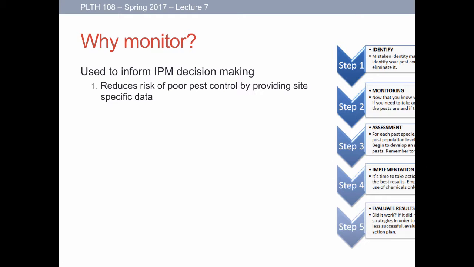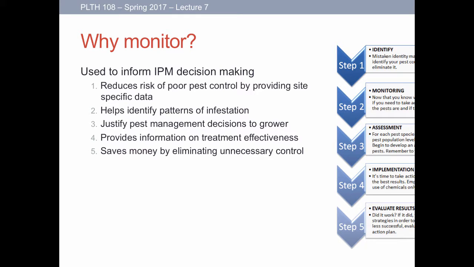So ultimately, in IPM, the major function that monitoring provides is this number 1 up here, that it's basically a tool to reduce risk. It reduces the chance that we apply a control we don't need to, and it also reduces the chances that we miss a control application that we do need. So ultimately, it's also a major tool for helping to identify those patterns, so we make sure we are making the correct decision. It allows us to make justified pest management decisions to growers.